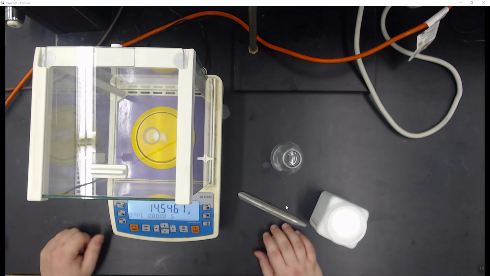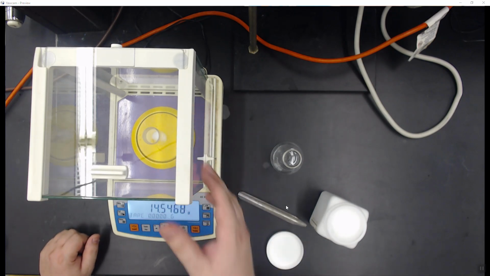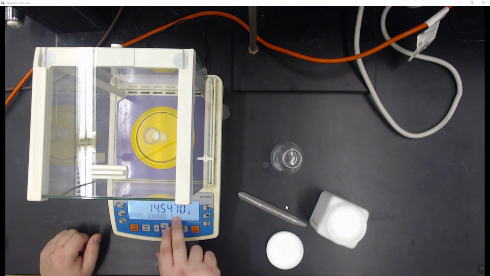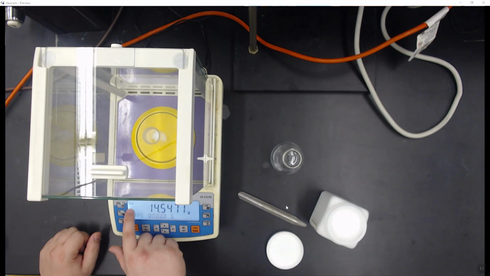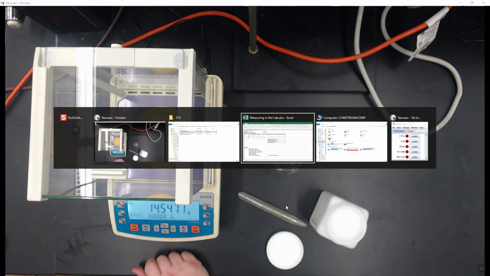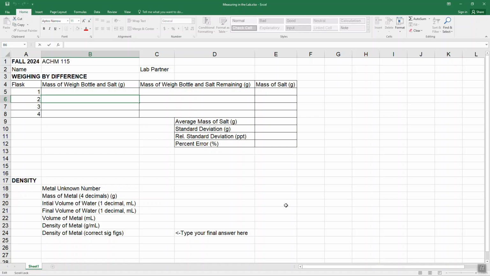When using the balance, you want to make sure that the doors are shut. This is sensitive enough to detect variations in air pressure. When you see this little icon over here and the numbers stay steady, you're good. So we have 14.5471 grams. I'm entering that into my Excel spreadsheet.